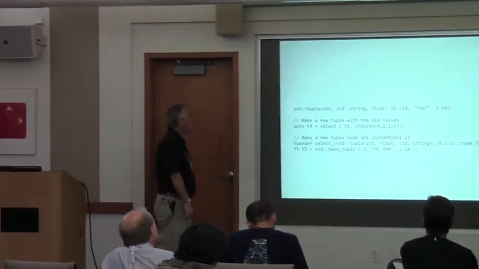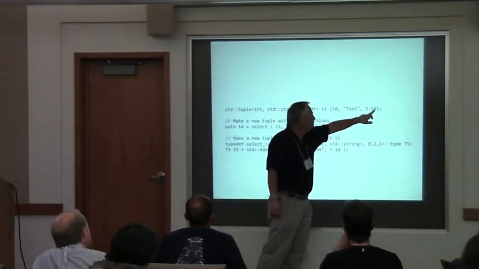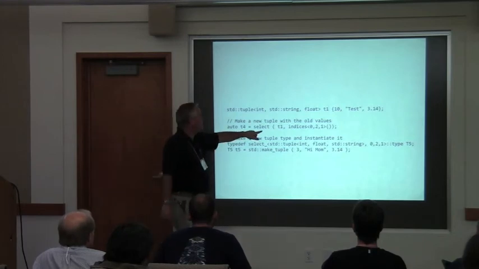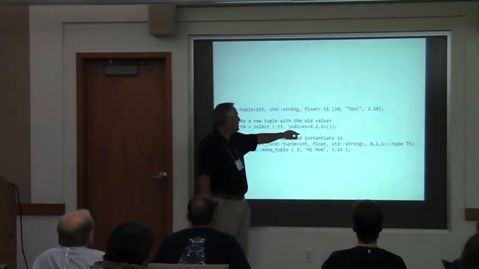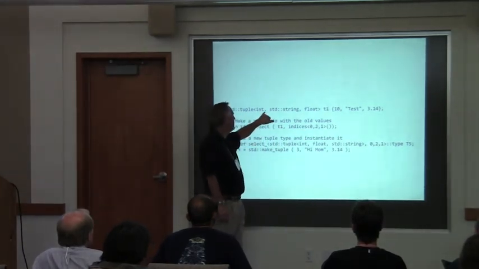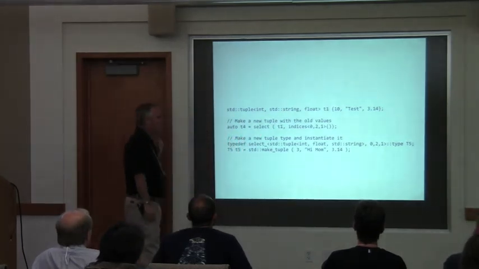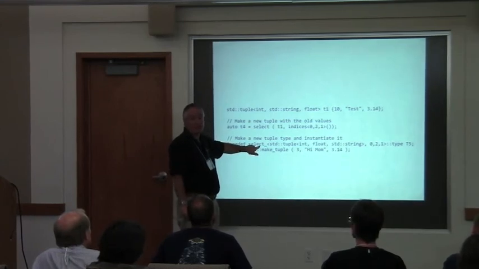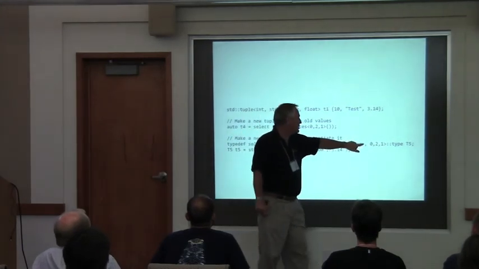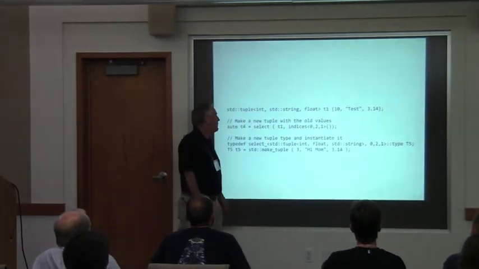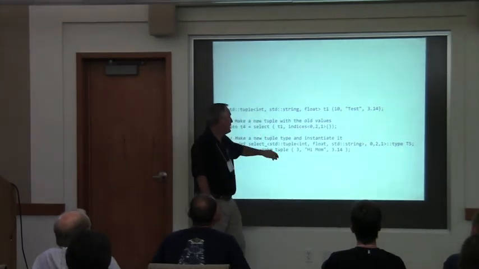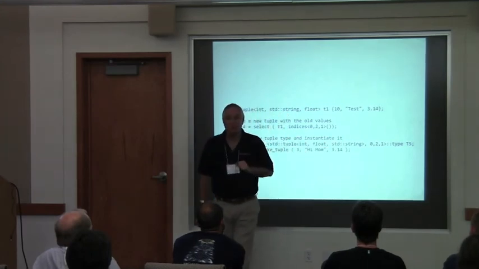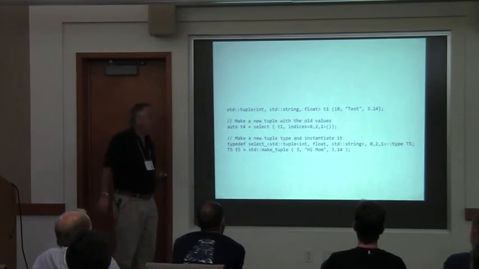So, examples for using this code. Int, string, float, fine. Again, slideware. Okay, needs to be an F there, won't compile. Make a new tuple with the old values, but turned around. Select T1 indices 0 to 1, so I would get int, float, string out of this. The old standby, the one I've been using all the way around. Make a new type. I'm using select_ here, the compile time function. Int, float, string, 0 to 1 type. I'm calling it T5. Int, string, float. So this new type I've made, T5, is int first, then string, then float. Not the most compelling example, but at least it fit on a slide.